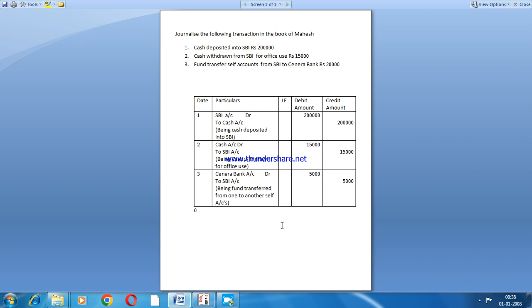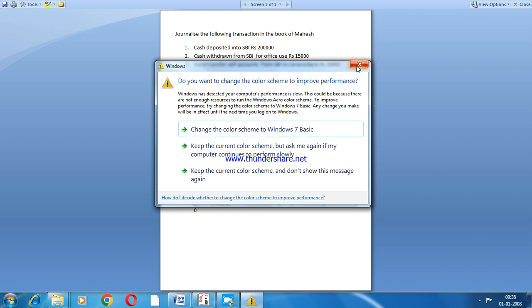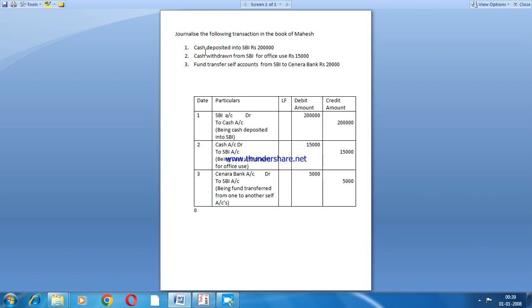Journalize the following transactions in the books of Mahesh. Cash deposited into SBI rupees 2 lakh, cash withdrawn from SBI for office use rupees 15,000, fund transfer between own accounts from SBI to Canara Bank rupees 20,000. As usual, the organization maintains a register for the banks where they do the transactions.